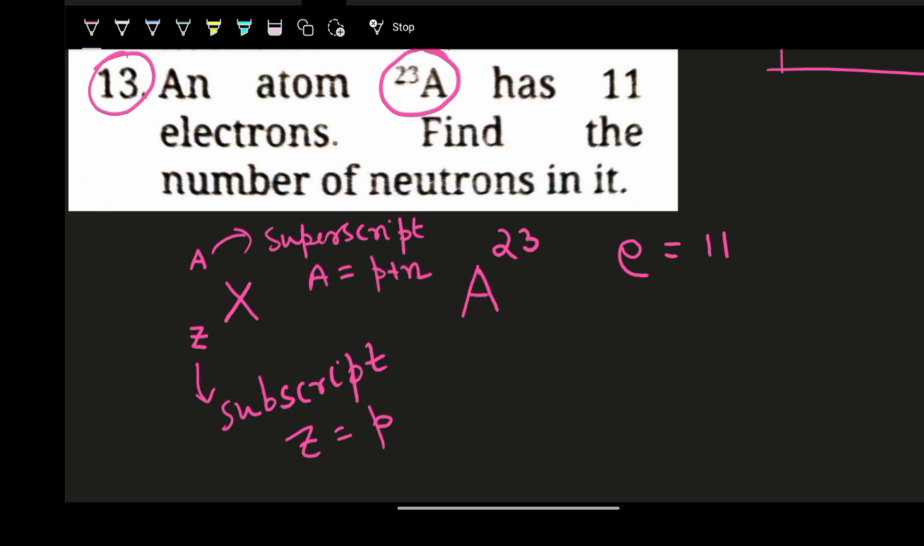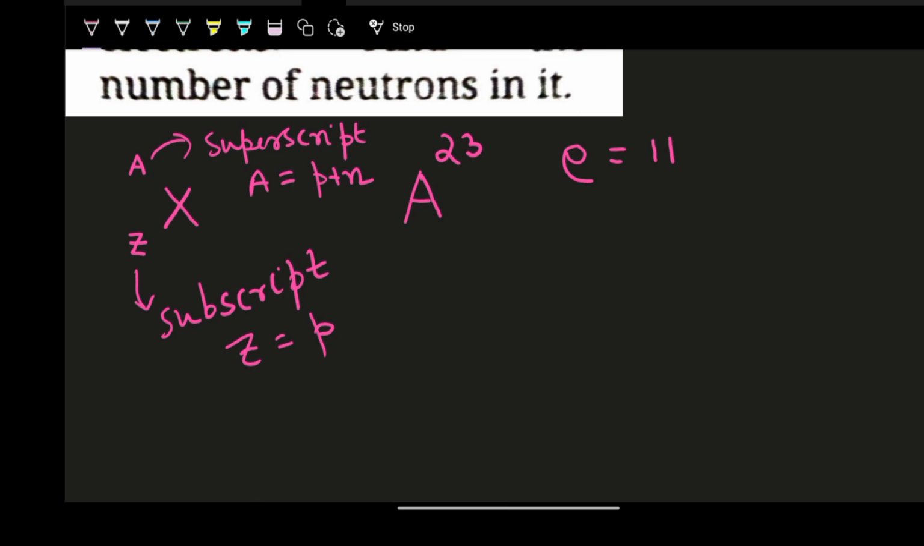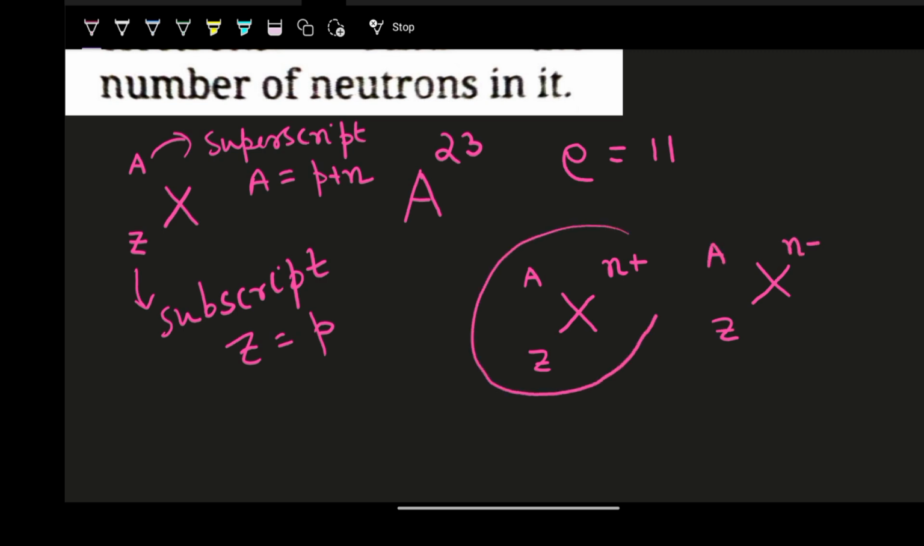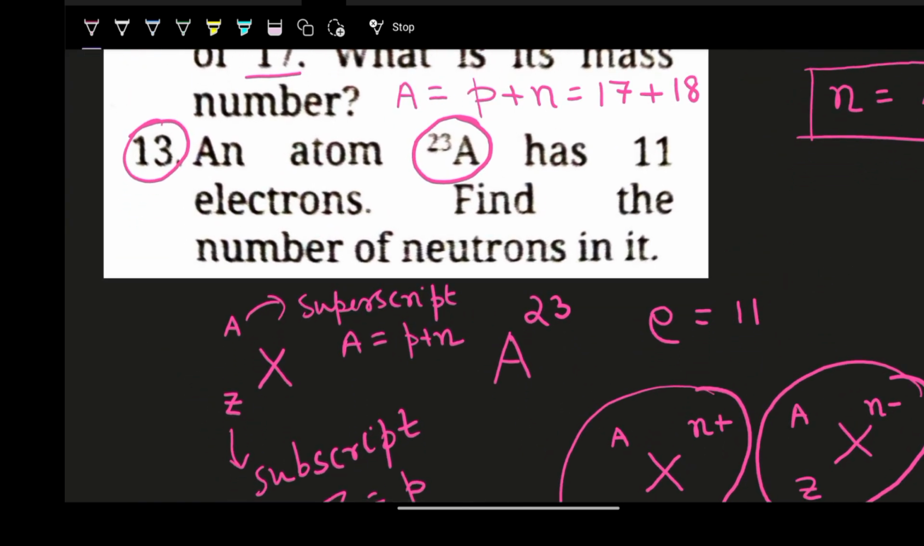ये इसका कॉन्सेप्ट है. अगर ये आयनिक हुआ तो इसको कैसे लिखेंगे? इसको ऐसे लिखेंगे, Z है, A है और यहाँ पे आयंस, अगर कैटायन है तो N प्लस, और अगर एनायन है तो उसका सिंबल क्या होगा? जितना नेगेटिव चार्ज है उसको ऐसे लिखेंगे. दिस इज द सिंबल ऑफ अ कैटायन, दिस इज द सिंबल ऑफ एन एनायन. नाउ लेट अस गो बैक टू द क्वेश्चन. 13 says A23, this is the symbol, has 11 electrons. Find the number of neutrons in it.